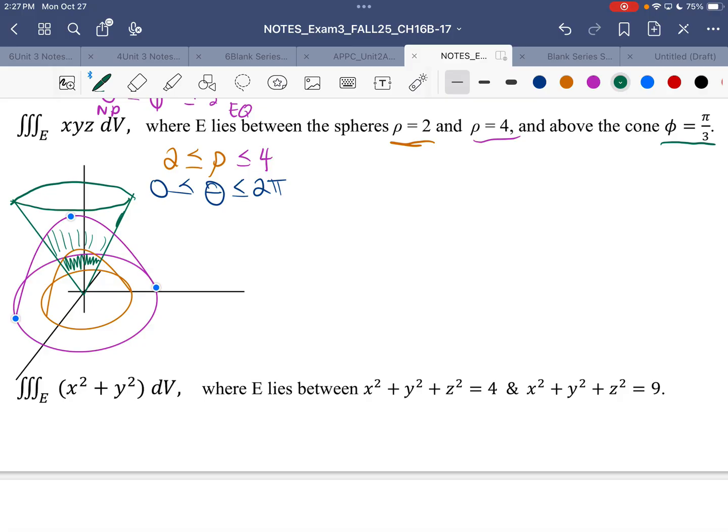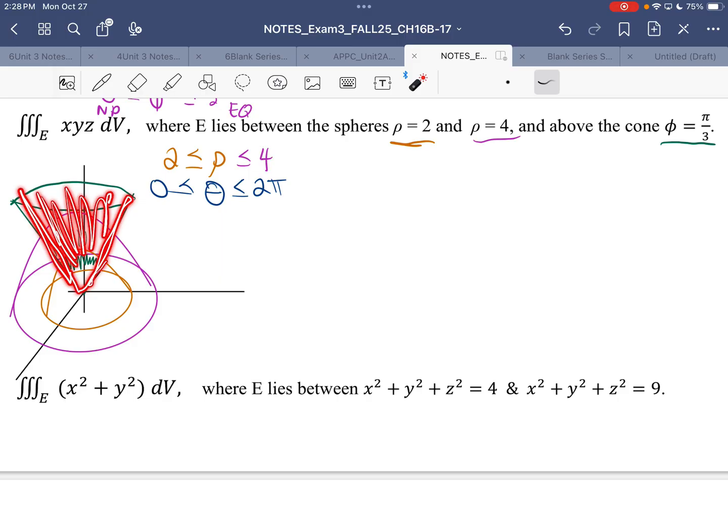And then phi is between, since it's above, it's starting up here. Okay. Starting up here and going down to the cone. So it's not like below the cone, which is down here. But above the cone is kind of like inside of the cone. Everywhere inside of this cone is above it. It's just not underneath the cone. So we're really like here-ish in the back dimension and like here on the inside dimension.